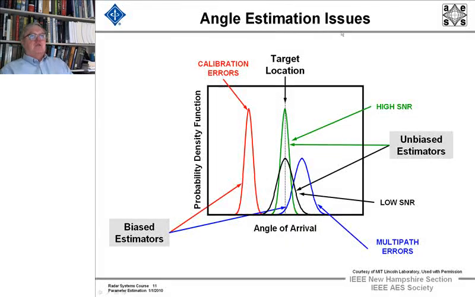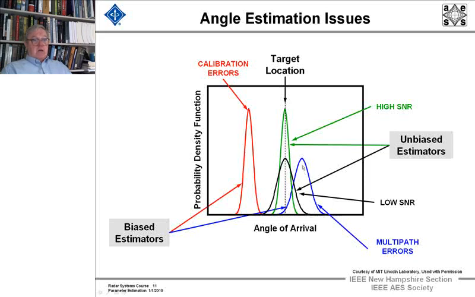Now let's just look at angle measurements in general. If you're measuring an angle of arrival, and this is the true target location, and this is the probability density if you measured, say, 1,000,000 times the target location, I want to point out certain things. First of all, this would be a biased estimate because it's clearly narrow, it's precise, but it's not accurate, and it isn't symmetric around the true target location.